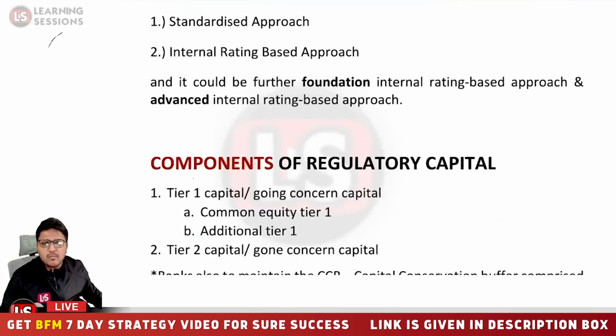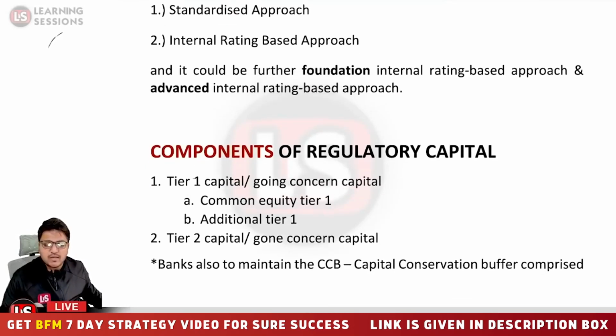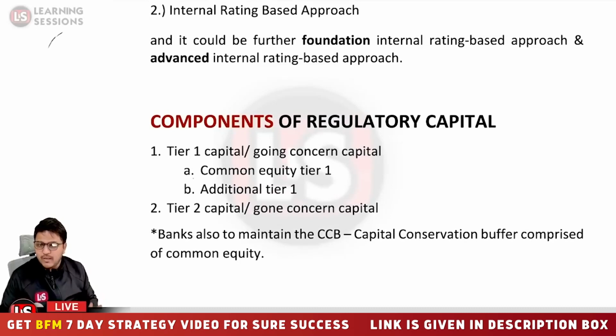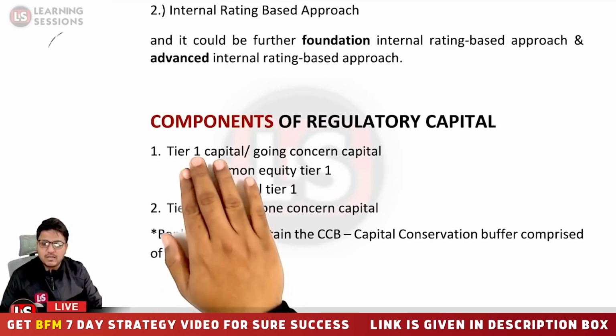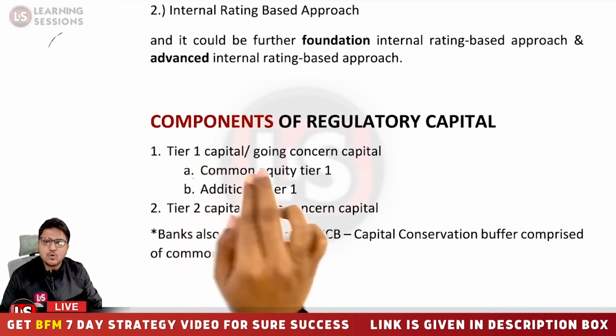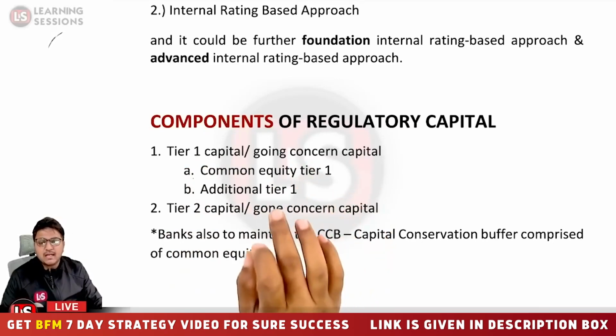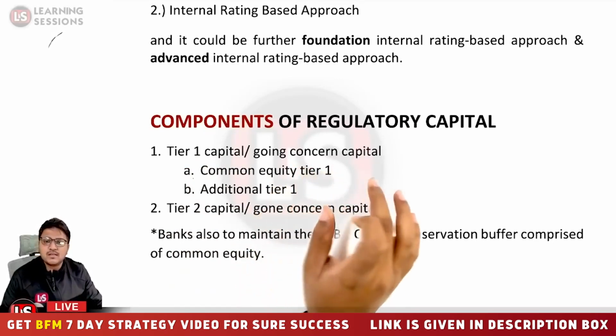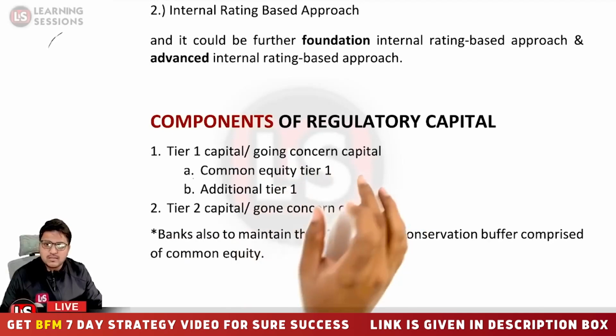Now let's consider the components of the regulatory capital, that those are to be maintained. So there are two components in the capital itself. That is tier 1 capital and tier 2 capital. The tier 1 capital is a core capital. It is said to be the core capital that is to be maintained, and it is also said to be the going concern capital.